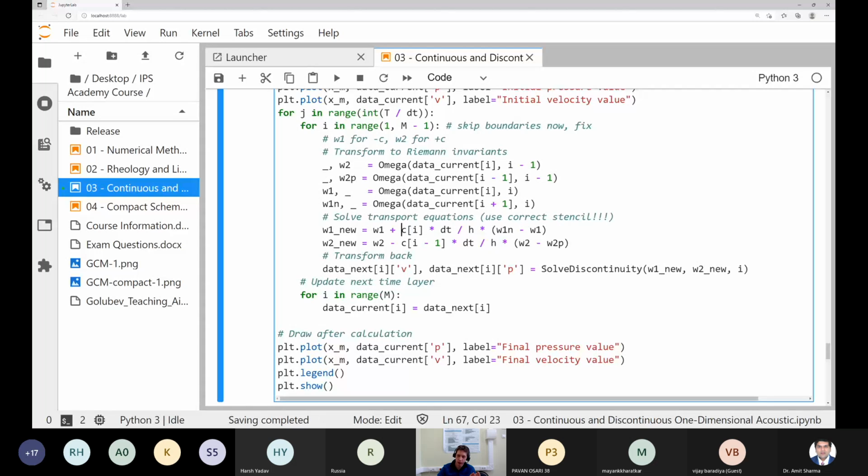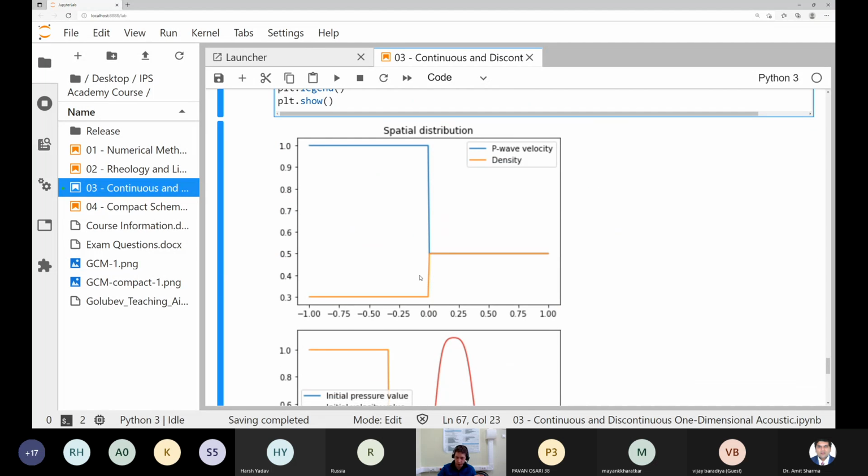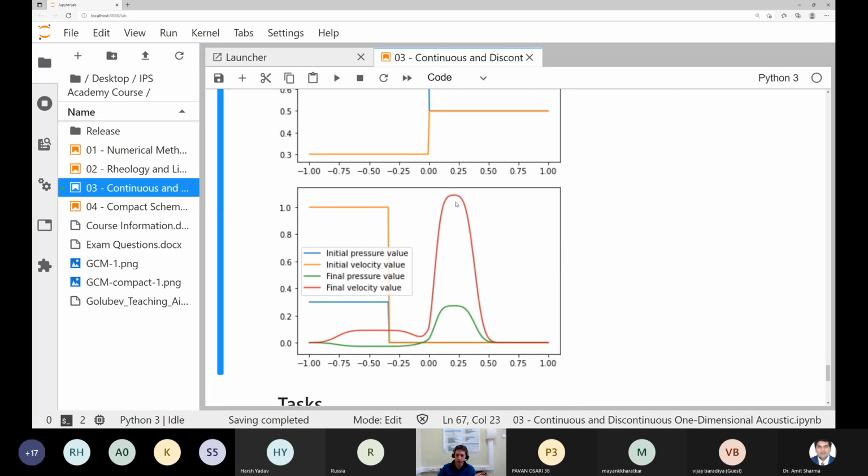Finally, what I have to say is that if you have some discontinuity, we can apply this procedure that I described, and you can see the transmitted wave with some velocity. Initially, we have some pressure value and some velocity value here. After some time, we have the transmitted wave, and we have the reflected wave. If you compare the solution with the analytical coefficients for reflection and transmission, you will obtain good agreement.